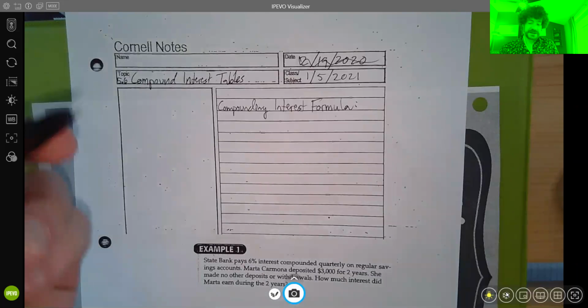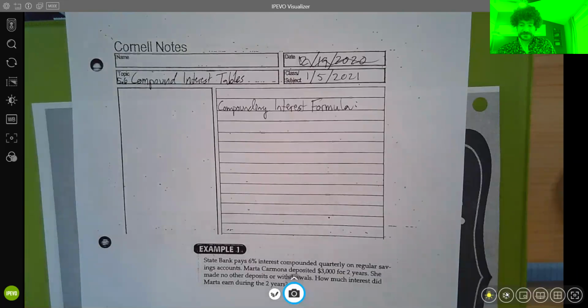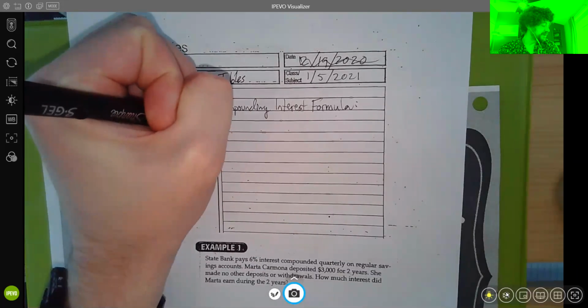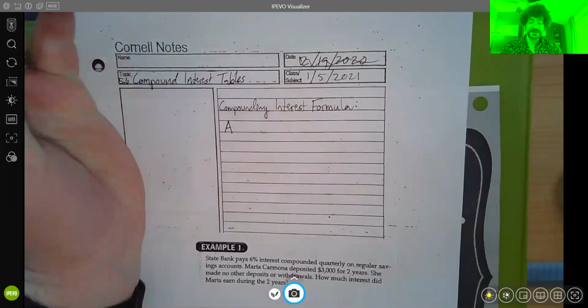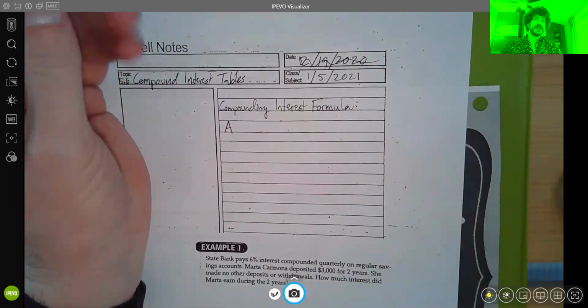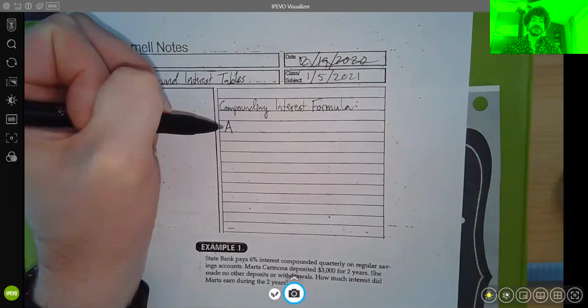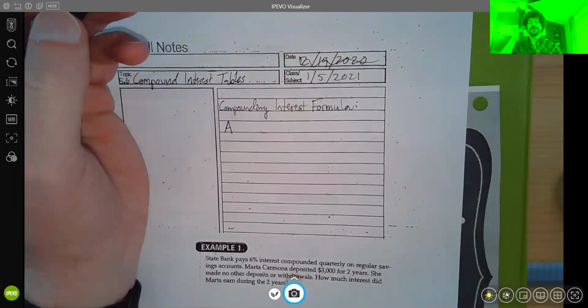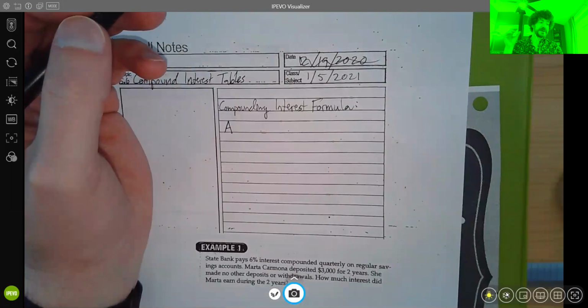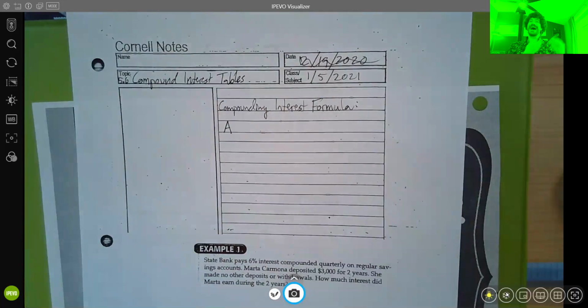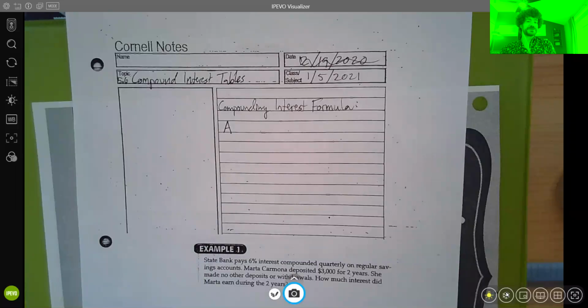And so the formula is right here. It doesn't actually calculate the interest for you. It calculates your final amount. This is one of the big differences between the compounding interest formula and the simple interest formula. The simple interest formula gives you the amount of interest, which you then have to add to the principal value at the end to get the final amount. The compounding interest formula just goes straight to the final amount.